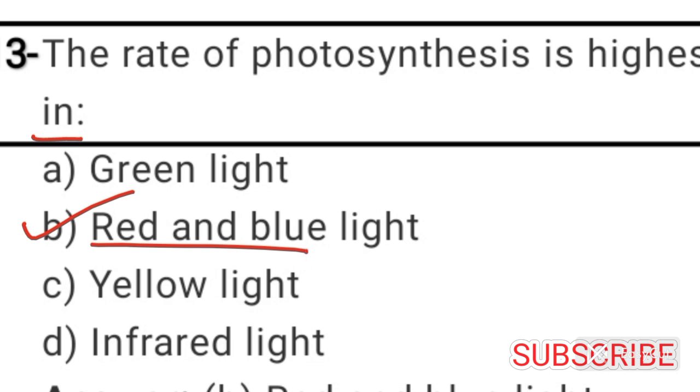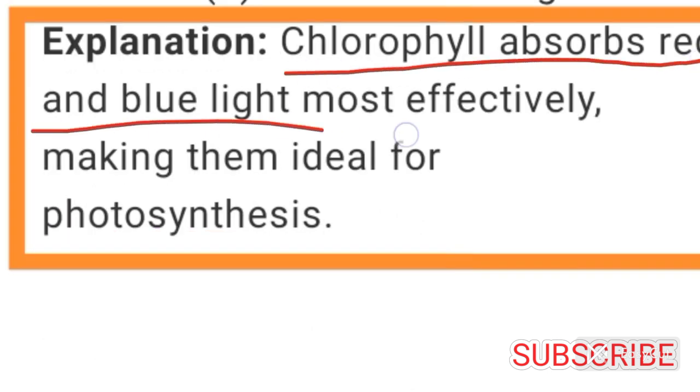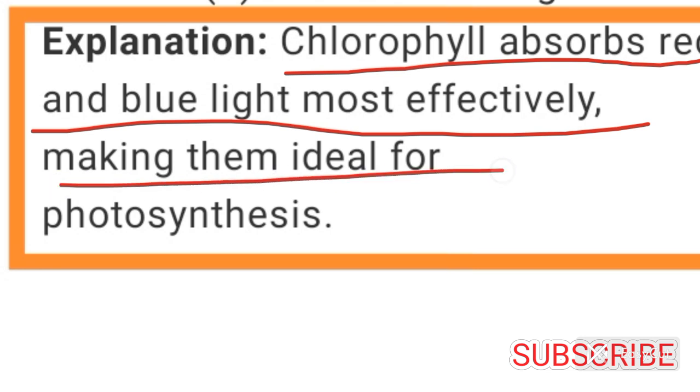Photosynthesis is highest in red and blue light because chlorophyll absorbs these wavelengths most efficiently. Chlorophyll absorbs red and blue light most effectively, making them ideal for photosynthesis.